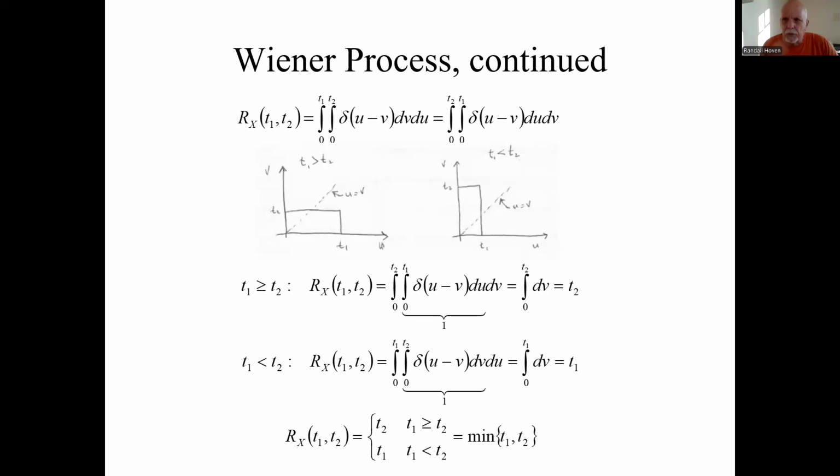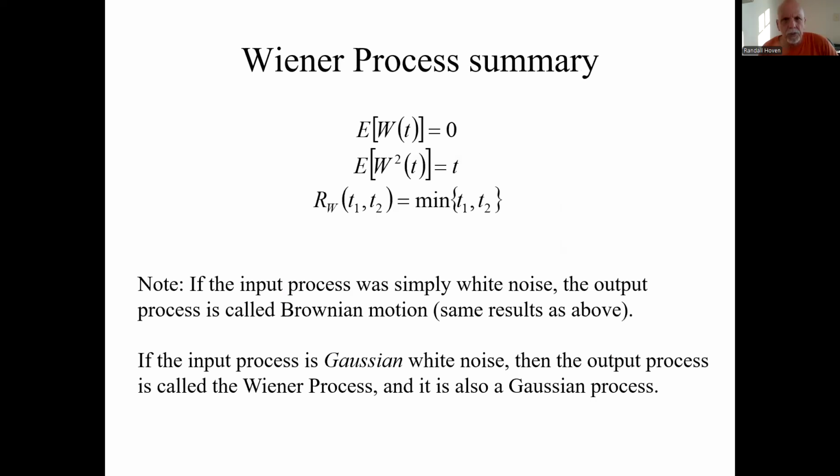This is kind of difficult for students to understand the first time through. So if you really need to understand this, you're probably going to have to come back to it. So here's the summary of the Wiener process. Its mean is 0, its mean square is just T. Its autocorrelation function is the minimum of the two times in your process. If the input is simply white noise, I'll call the output Brownian motion. But if the input is Gaussian white noise, that's when the output is called the Wiener process. It is also Gaussian, not stationary.